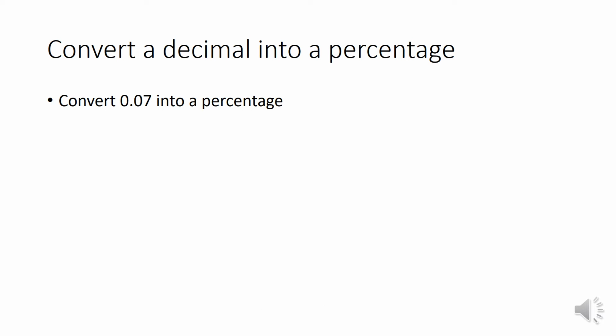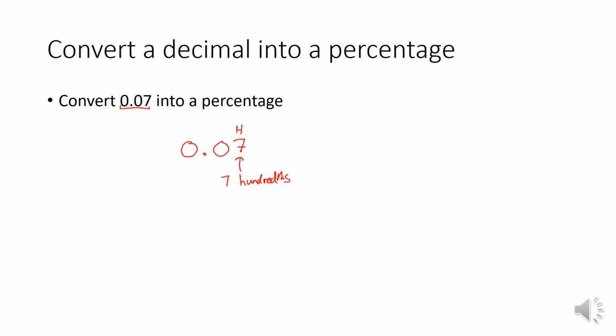Okay, so let's do an example of how we convert from decimals to percentage. So we've got our decimal here, that is 0.07, and we want to convert that into a percentage. So we've got 0.07, so we can see what we've got here. This column here, that is the hundredths column. So we've got 7 hundredths.